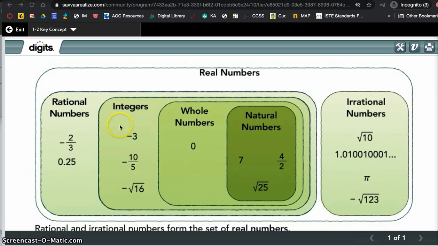And then 1 and 2 ninths, is it an integer? So an integer is a whole number that is also negative. So even though this is written as a fraction, this is negative 10 over 5, which is negative 2. And this is the negative square root of 16, which is negative 4. So these are actually whole numbers in disguise here. So our number is not an integer. It is just rational, and it is a real number.